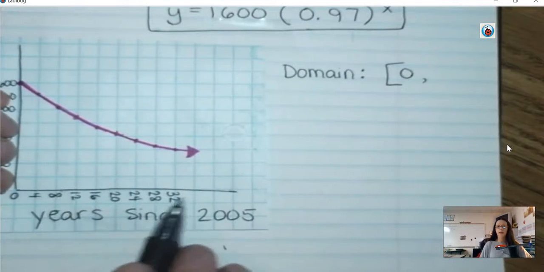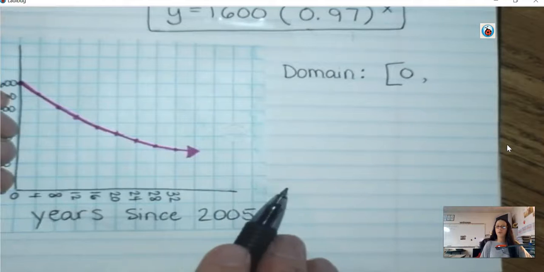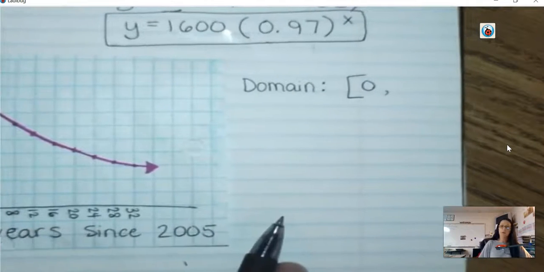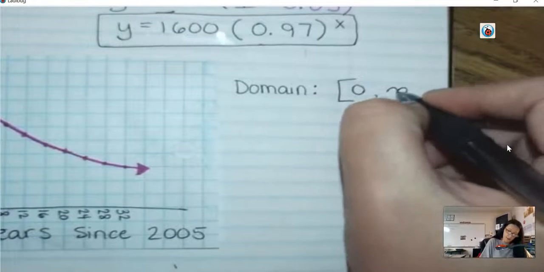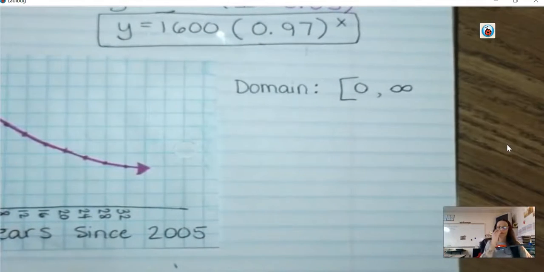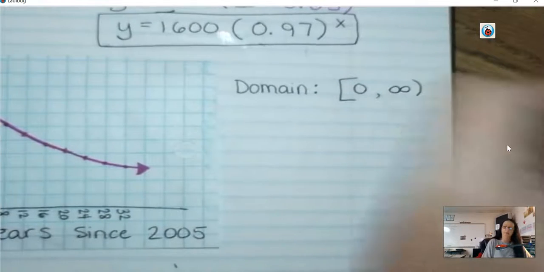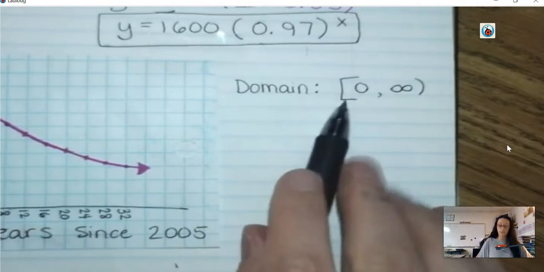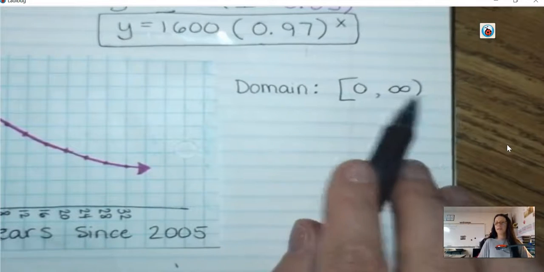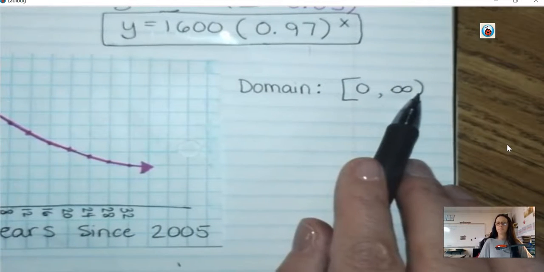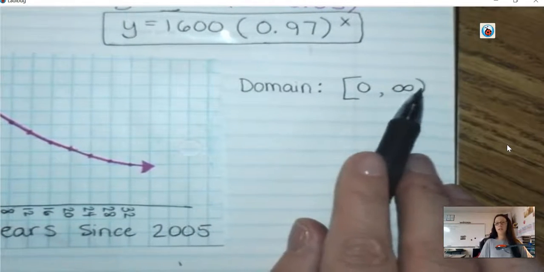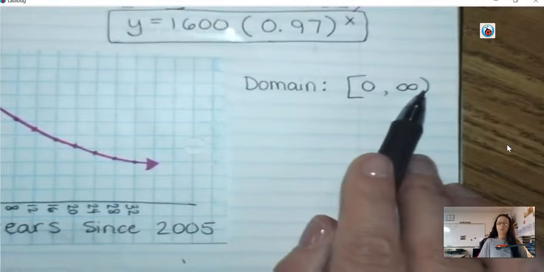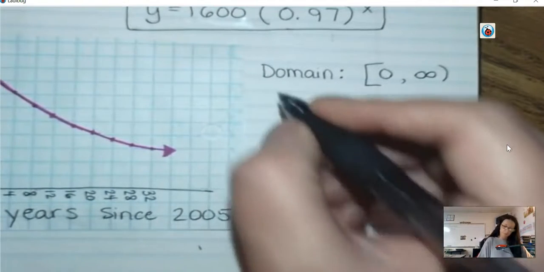Well, I could keep going on. I could figure out at 100 years, 200 years. So I can keep going on forever. So it gets infinity. And infinity can never be touched, so it gets a parenthesis. If it touches it, it gets a bracket. If it doesn't include it, it gets a parenthesis. So infinity can never be touched because it's not actually a number. So it gets a parenthesis all the time.